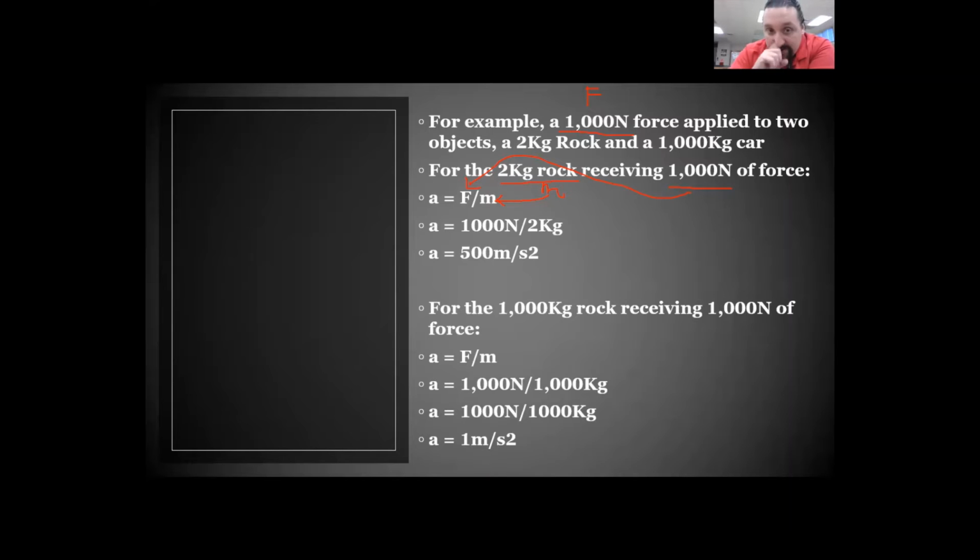However, by the same token, on the second problem, our mass is 1,000 kilograms, and our force is still 1,000 newtons. We're going to replace the force with 1,000 newtons, and we're going to replace our mass with 1,000 kilograms.